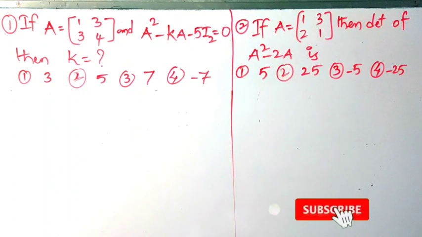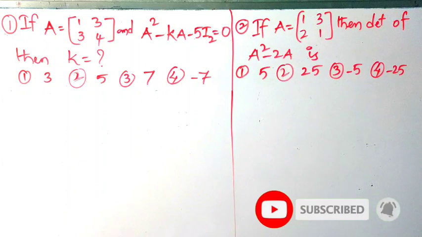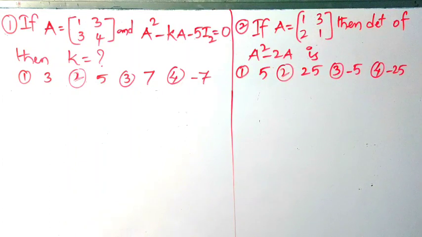Same type of question, but in a somewhat different manner. If A equals [[1,3],[2,1]], then what is the determinant of A square minus 2A? Options are 5, 25, minus 5, minus 25. So these are the two questions here, and without solving them, we can choose the answer.